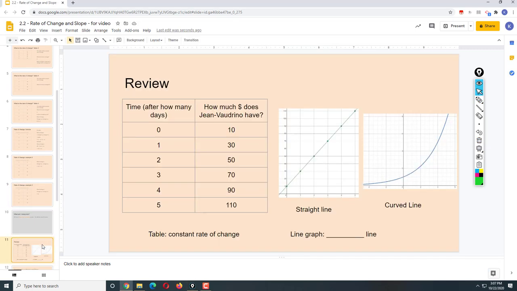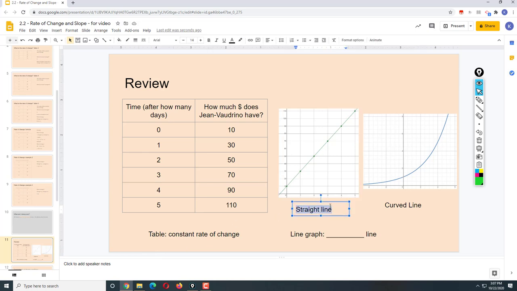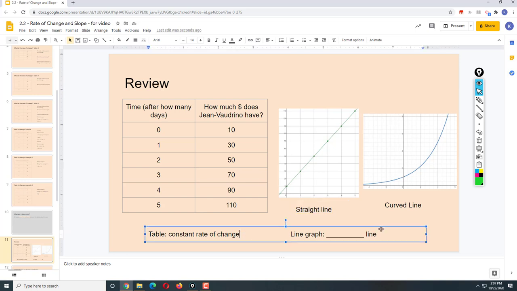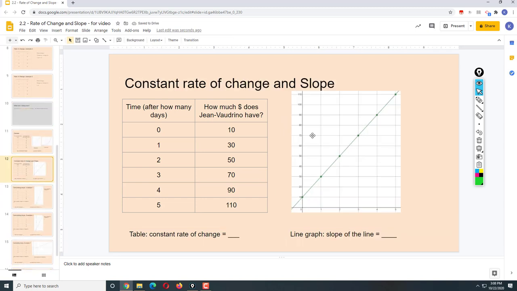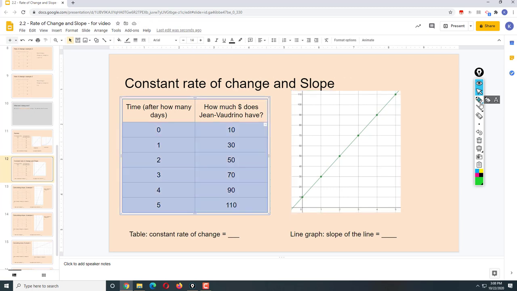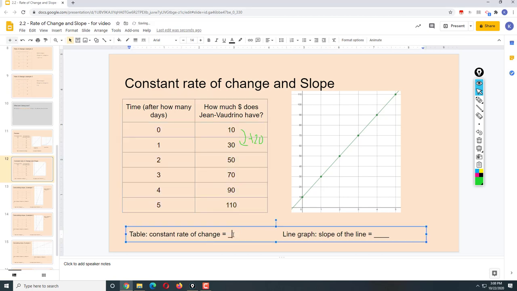But we know from the last lesson that when we have constant rate of change, we plot the points, make a line graph. The line will be straight. So whenever we have constant rate of change, the graph is represented by a straight line. When we have a straight line, we can find the slope. The constant rate of change for this table is 20, because every time x goes up by 1, y goes up by 20. If the constant rate of change of a table is 20, then the slope of the line has to also be 20.